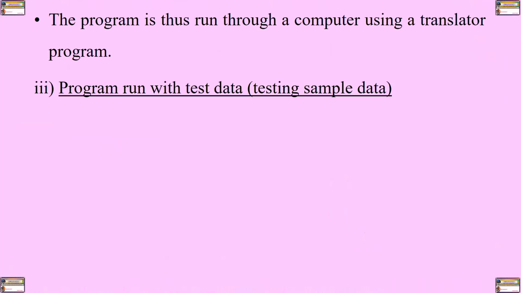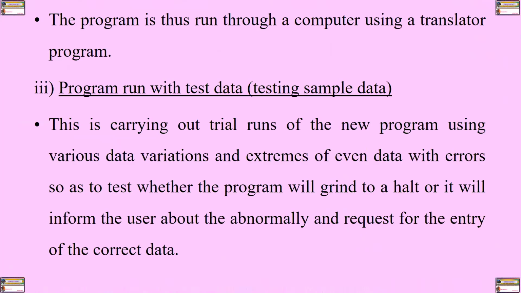Number three is program run with test data. Here, we test the program using sample data. This is carrying out trial runs of the new program using various data variations and the extremes of even data with errors, so as to assess whether the program will be ready to help or will inform the user about the abnormality and request for the entry of the correct data.